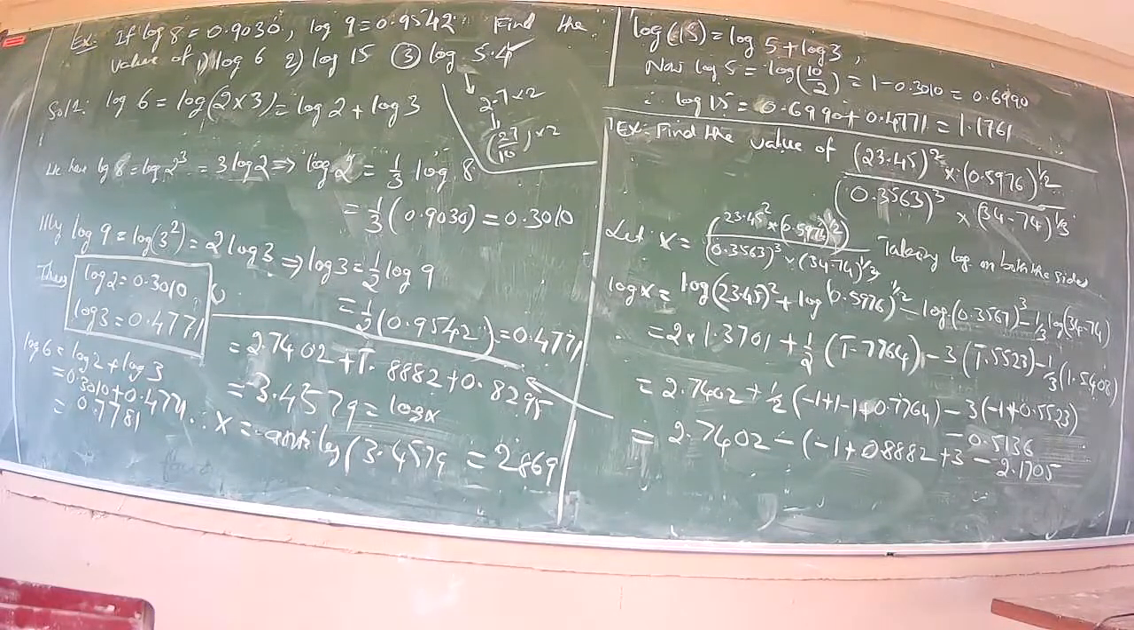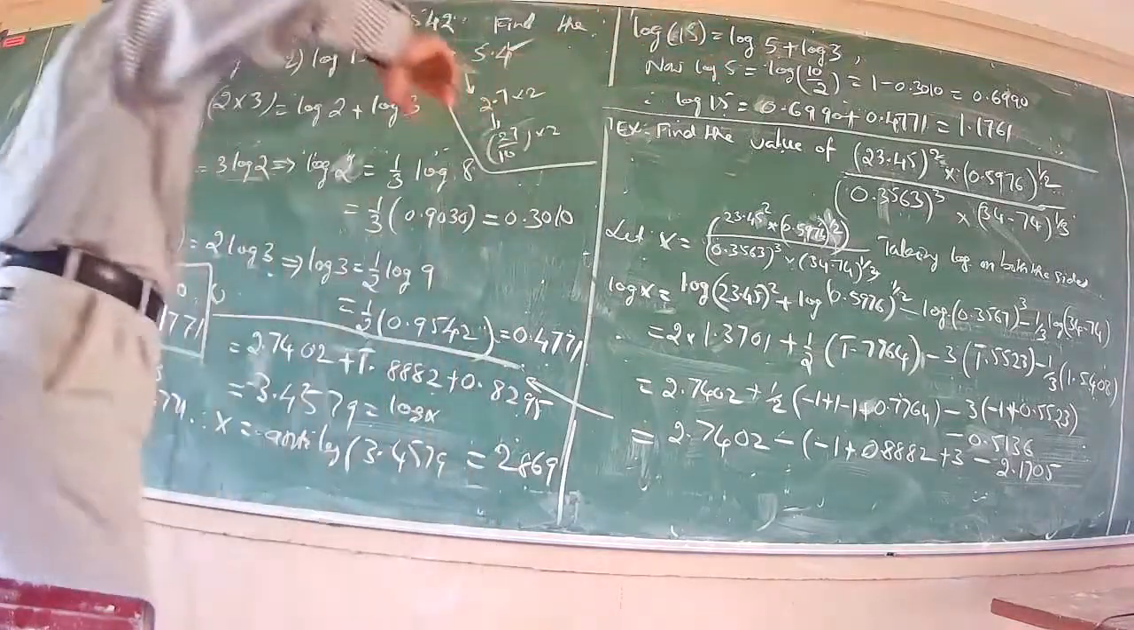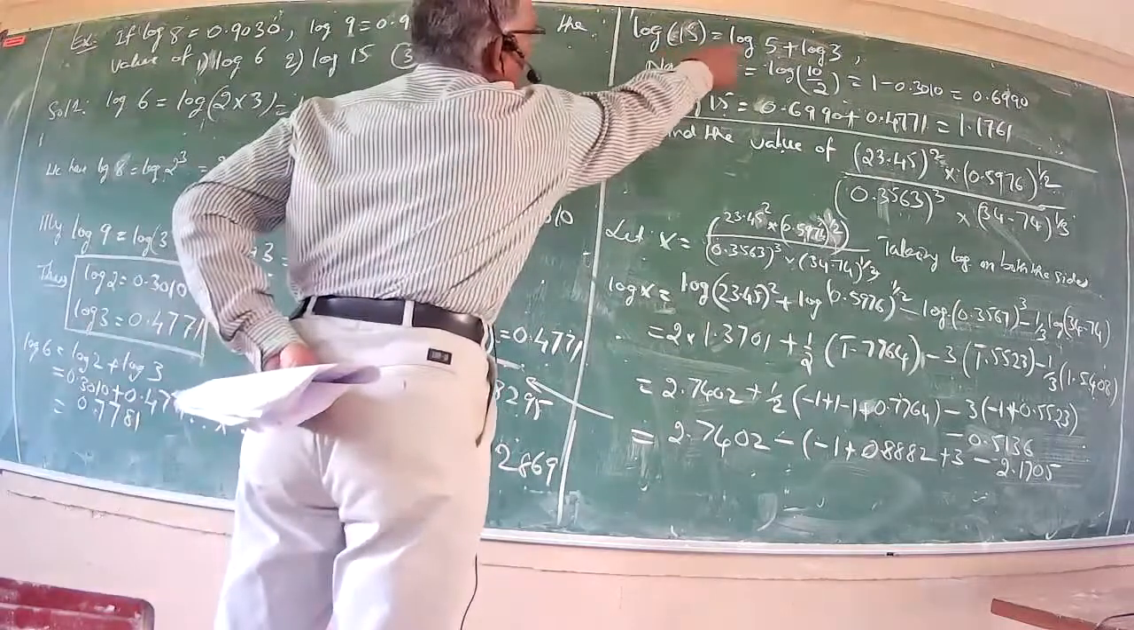Next is log of 15. Similarly, log of 15, see here, can be split like this, in the multiple of 5 into 3.